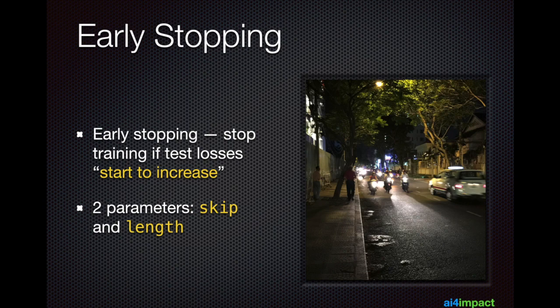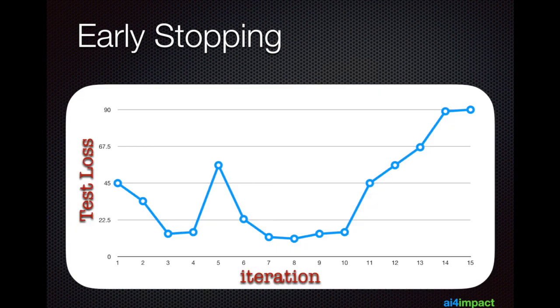I talked about early stopping in session 1. If you recall, early stopping simply means stopping training if the test losses start to increase. This process is controlled by 2 parameters, the skip and the length. Let's say we have a loss curve, and these are test losses. The horizontal axis represents the iteration number, and the vertical axis the test loss.